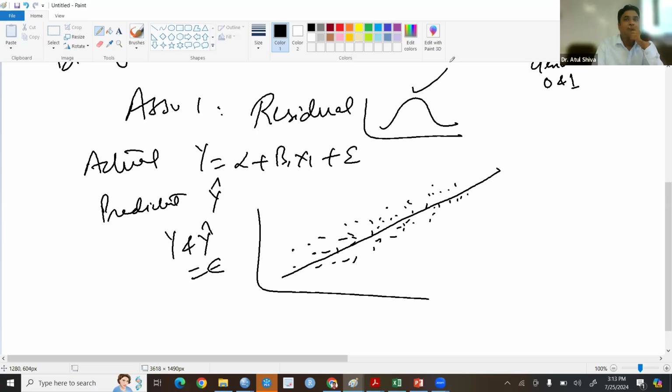If this E is not behaving like this, then I am bound to apply a non-parametric test. This is parametric, so I have to understand whether this residual is behaving normally or not. Never ever say that in regression the data is normally distributed. The data is not normally distributed; this error must be normally distributed. What is error? Some values are above the predicted line, some are below.